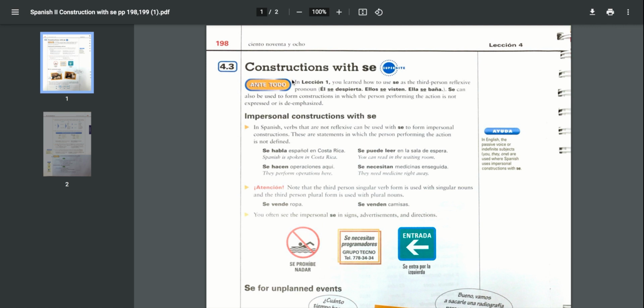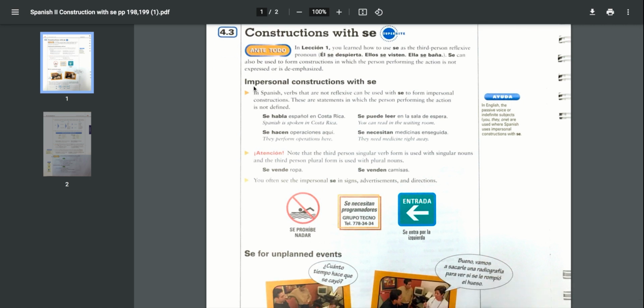Constructions with se. Ante todo, in lección 1, we learned the se constructions for the reflexive actions, like él se despierta, he wakes himself up, or ellos se visten, they dress themselves. If you remember, that was part of the construction se. Well, we're going to learn more, but these ones are going to be what we call impersonal constructions with se.